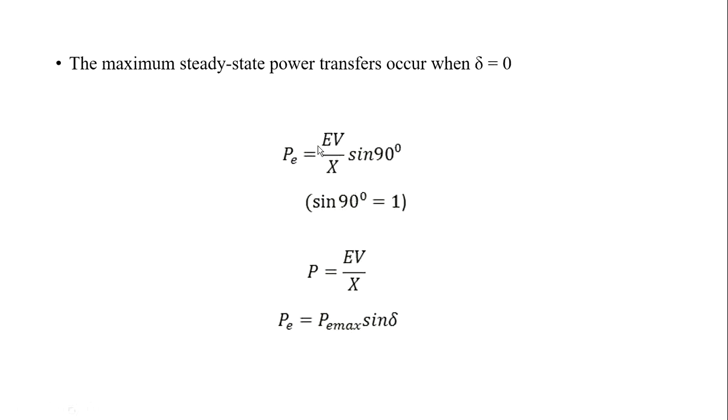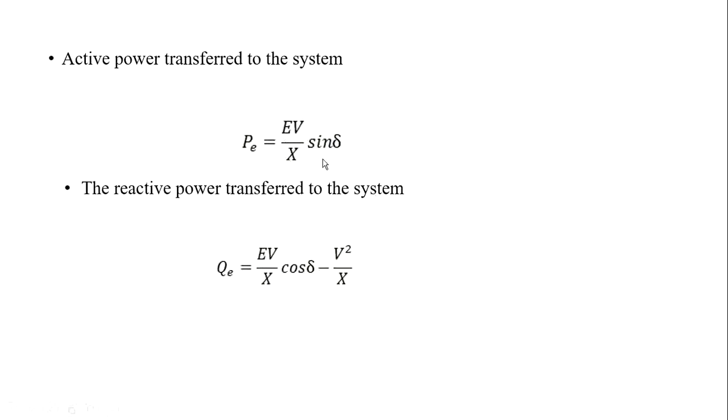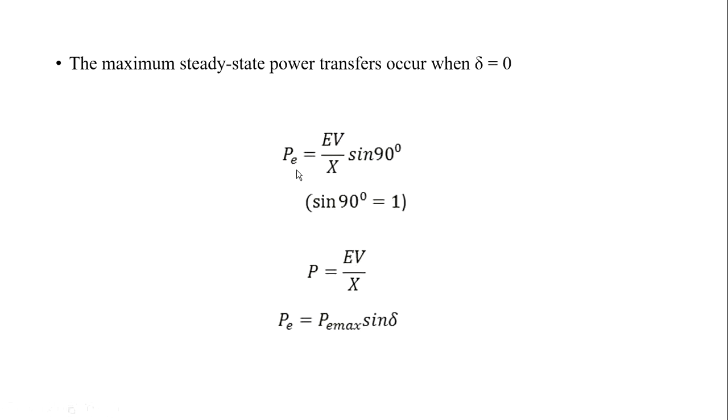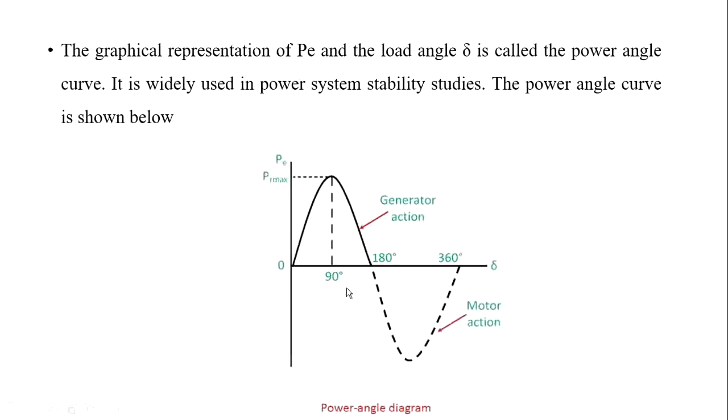Now we know the equation for active power transferred is EV by X sine delta. This is the expression for active power transferred. So the active power transferred will be maximum when delta is equal to 90 degree. So the maximum power transferred is EV by X.